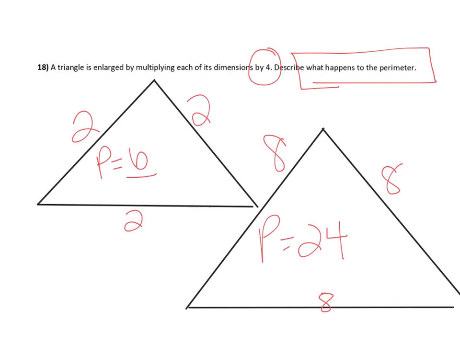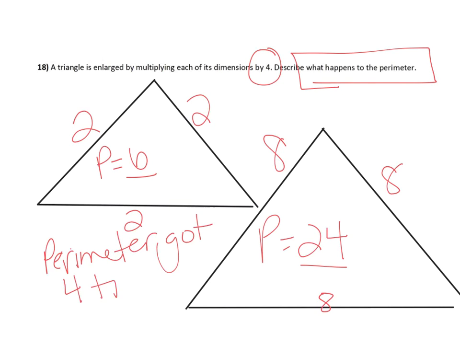Well, we went from 6 to 24, so the perimeter got 4 times larger, because 6 times 4 is 24.